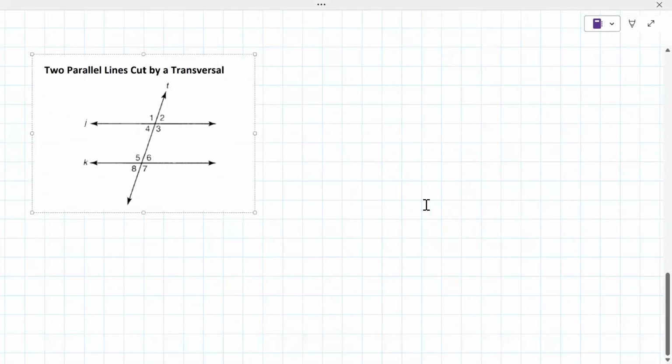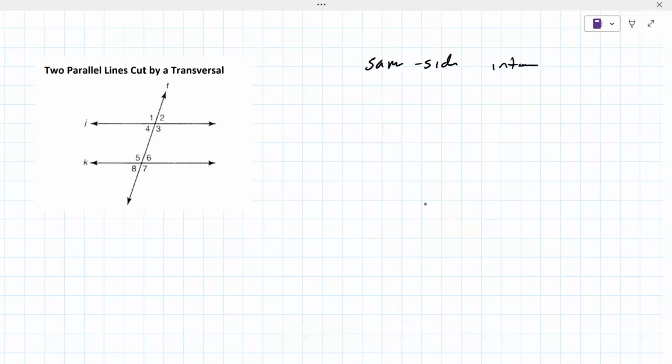All right, so let's do the next one here. I'm gonna call it same side interior. Same side interior. Did you hear that in class? No, but I think I could try that. Okay. These are no longer congruent, but that's okay. It's the measure of angle 4 plus the measure of angle 5. You know what they add up to.